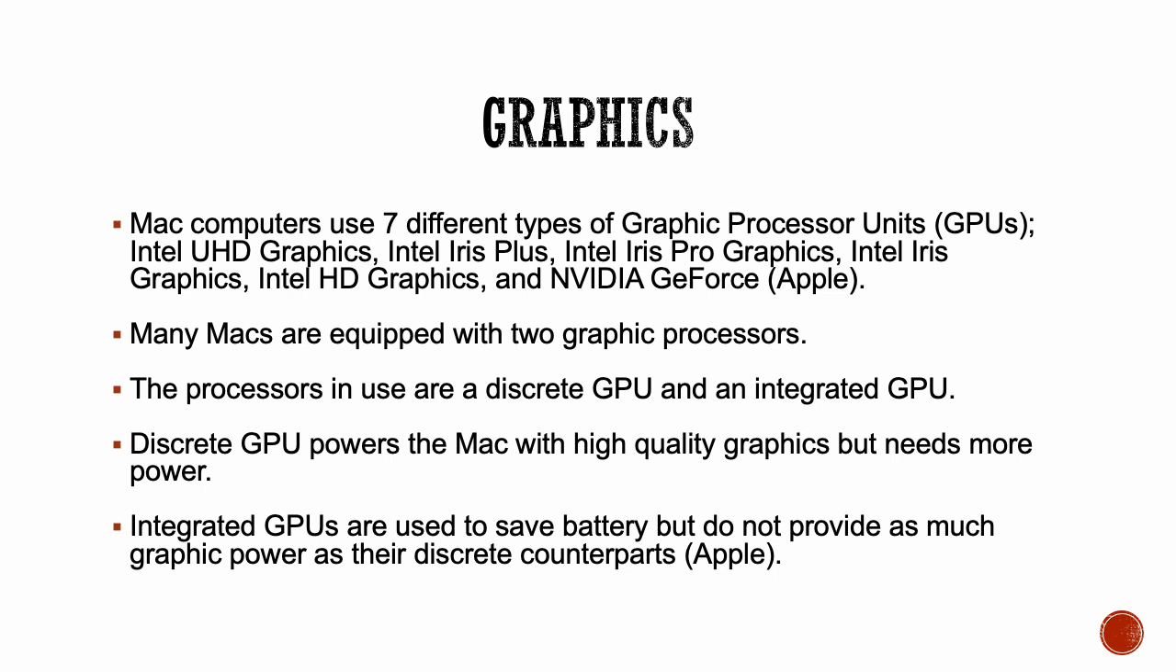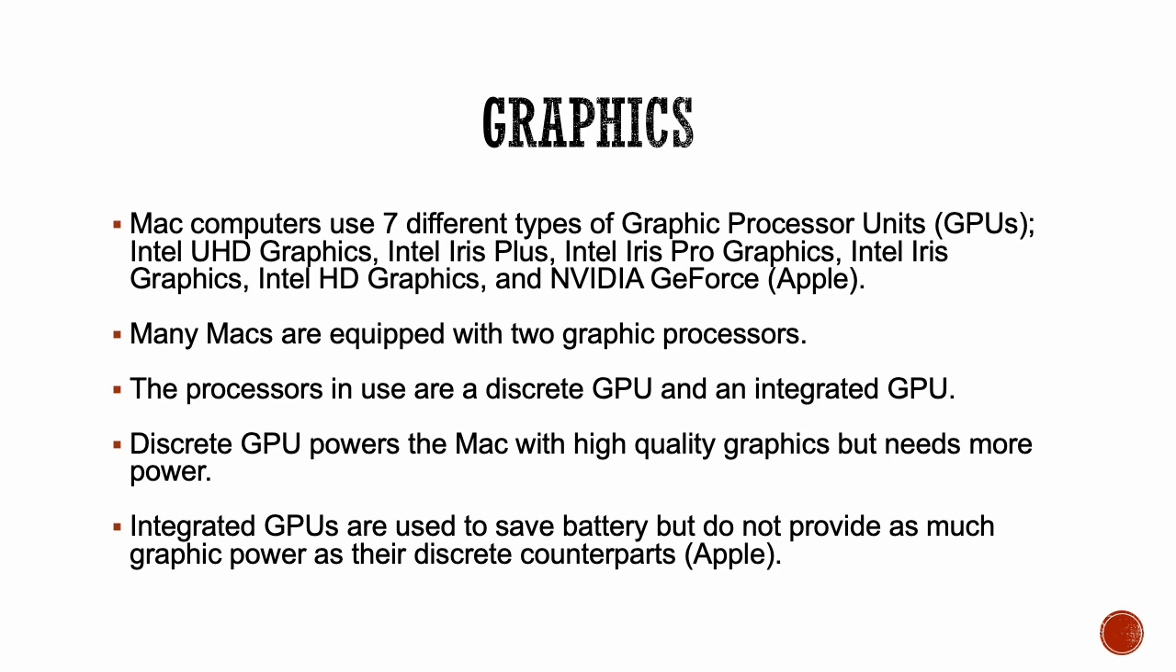macOS is very well known for its powerful graphics, and this can be seen in its use in, for example, the making of movies, YouTube content, and other types of content, even for pictures. In this case, Mac uses 7 different types of GPUs, or graphic processor units. This would be Intel's UHD graphics, Iris Plus, Iris Pro graphics, Iris Graphics, HD Graphics, and NVIDIA GeForce.